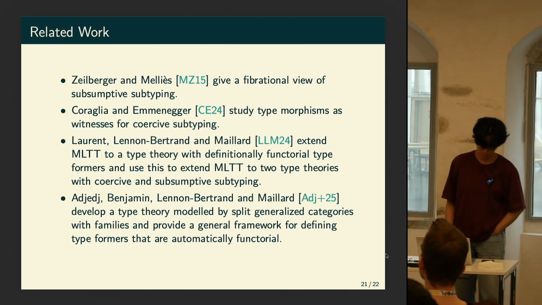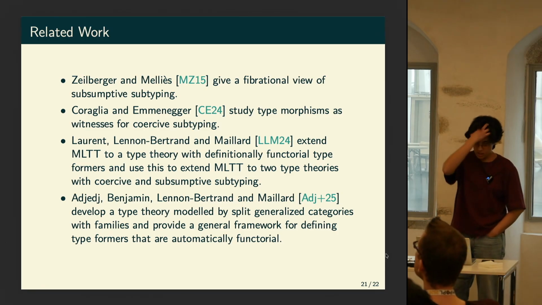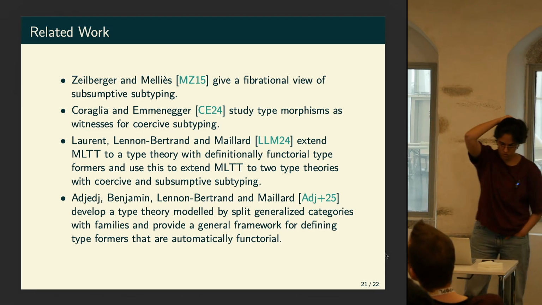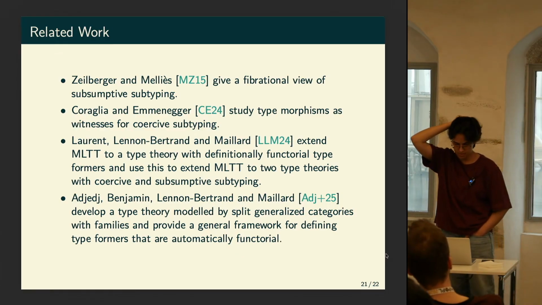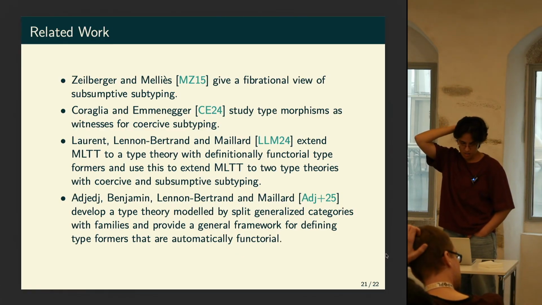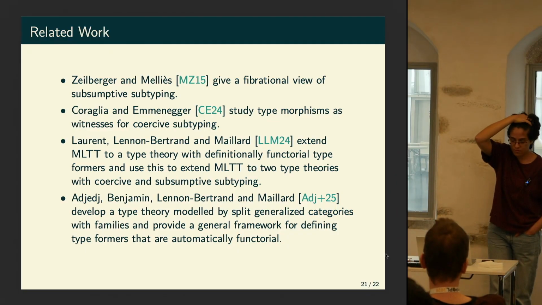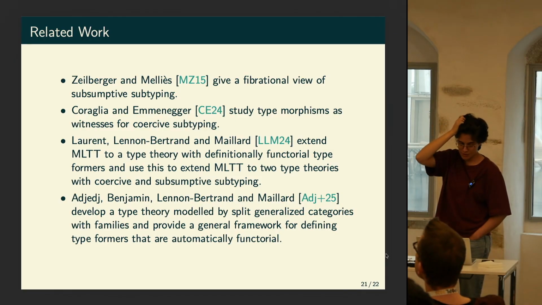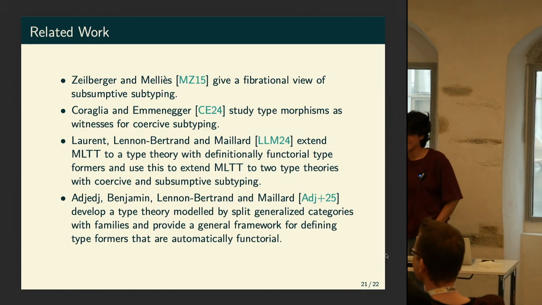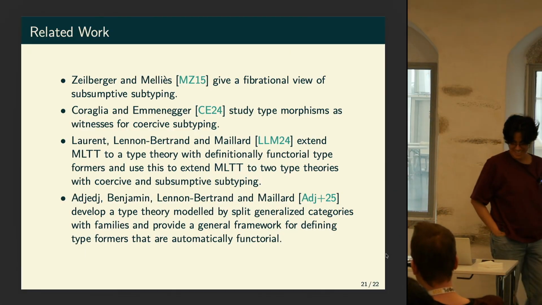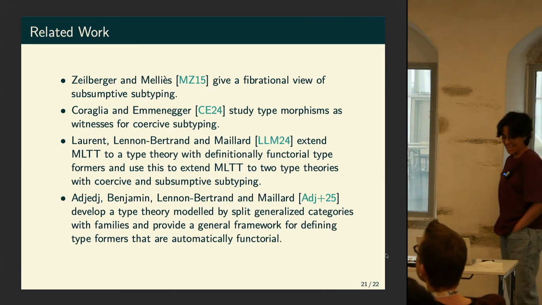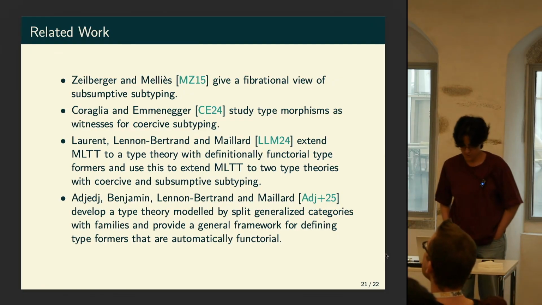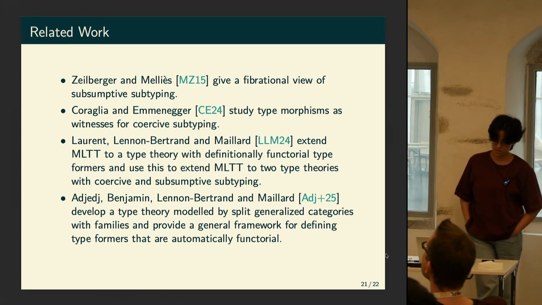So I will now close with some related work. There has been a lot of work on subsumptive and coercive subtyping and their semantics. Salberger and Méliès give a Fibrational view of subsumptive subtyping as opposed to coercive subtyping that we study.